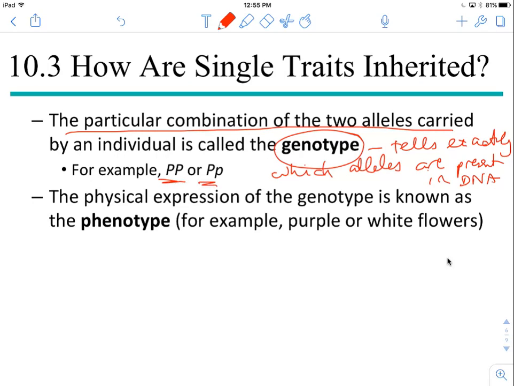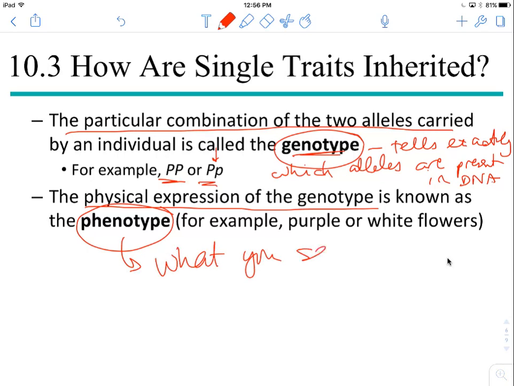All right, so 2 capital P's would tell me that there are 2 dominant alleles present, and that it's homozygous. A capital P and a lowercase p would tell me that there are 2 different alleles present, and that organism is heterozygous. Okay, so that's the genotype. The genotype says exactly what is present in the DNA. The physical expression of the genotype is known as the phenotype. Okay, and the phenotype is what you see.